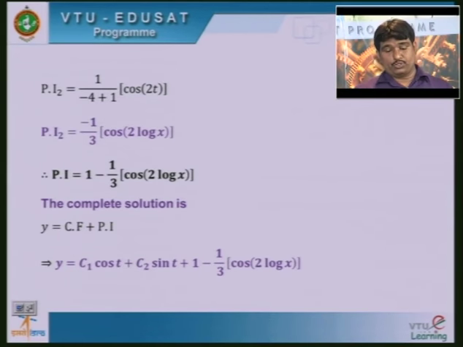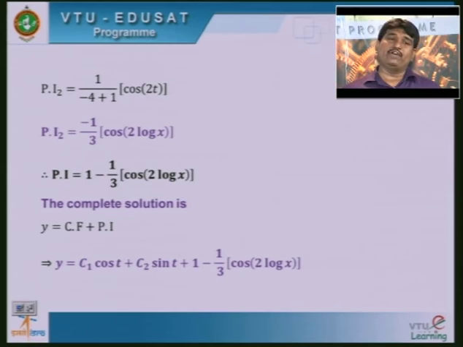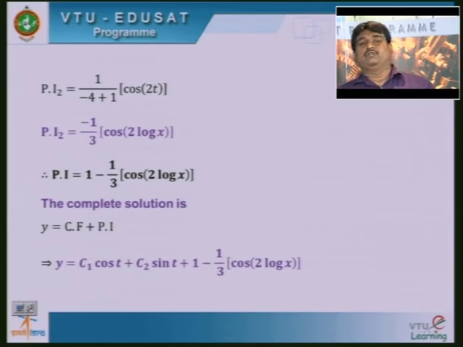Now pi equals to, so I will club both pi1 and pi2 now. Pi1 is 1, pi2 is minus 1 by 3 cos of 2 log x. This is pi. The complete solution of the given differential equation is y equals to cf plus pi. So I have written it. So this is a solution of Cauchy's differential equation, a particular one.